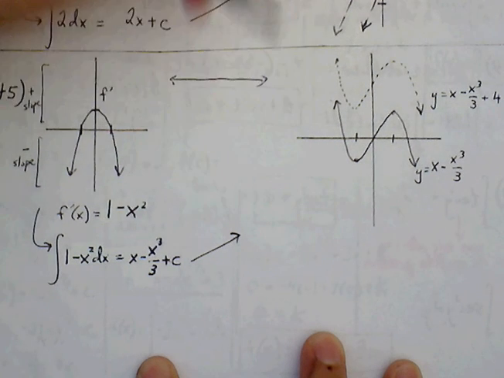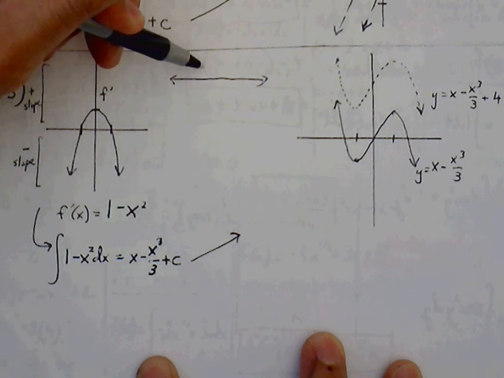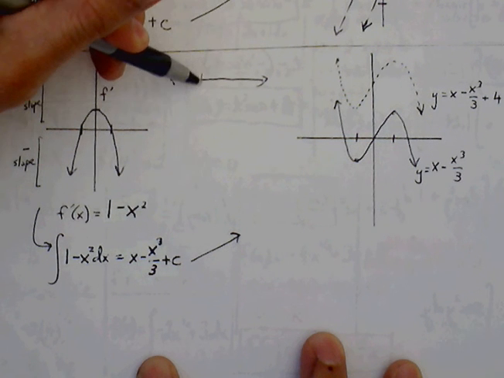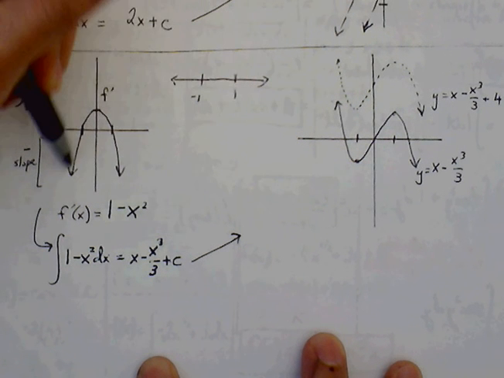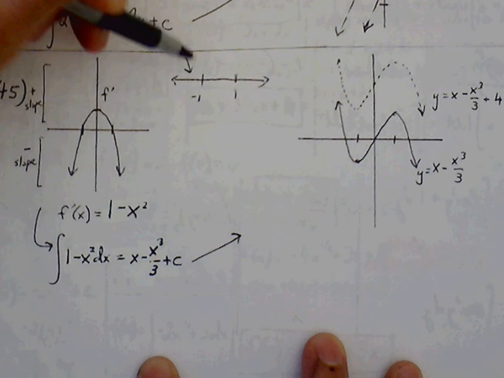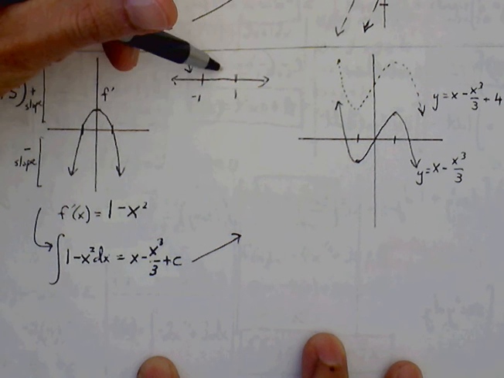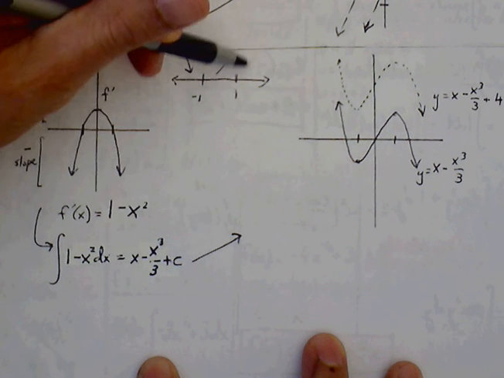All right, and we know that the graph will reach a slope of 0 at negative 1 and 1. Below the x-axis, we know the graph will be decreasing. Between negative 1 and 1, we know the graph is increasing. And to the right of 1, we know the graph is decreasing.